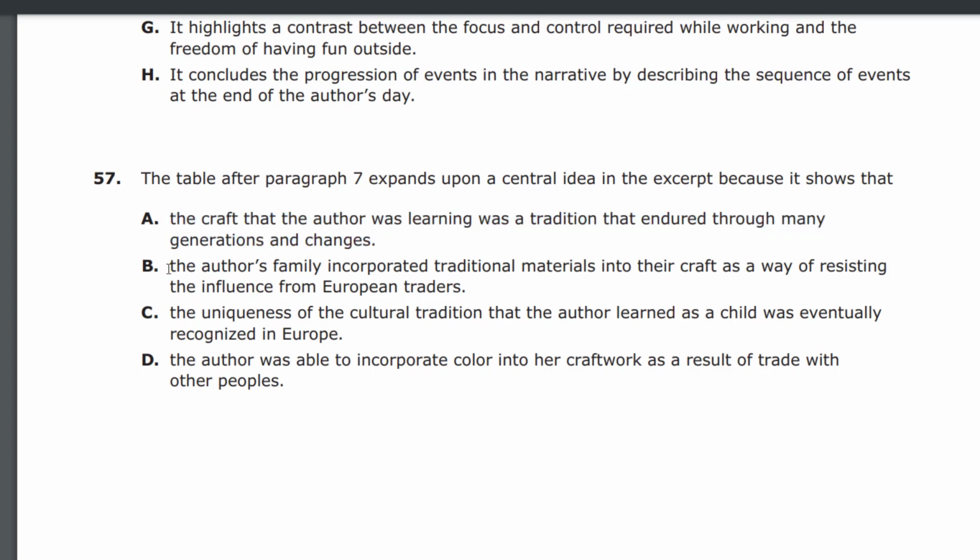Note the table does not say anything about the family incorporating traditional materials as a way of resisting European traders. It does not say anything in the table about their cultural tradition being recognized in Europe. It does not say anything about the author incorporating color into her craft work. These are ideas that are simply not in the table. One good approach is to always ask yourself, what does this table not tell me? That will help you eliminate or not get confused by certain answers that might otherwise seem somewhat compelling.